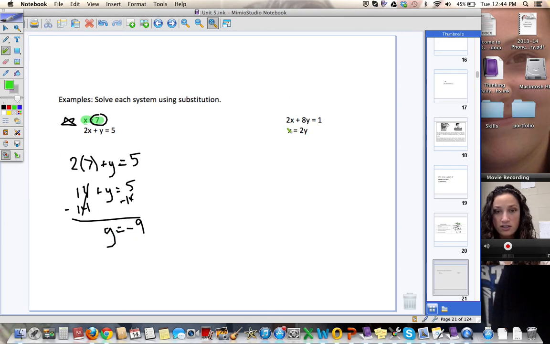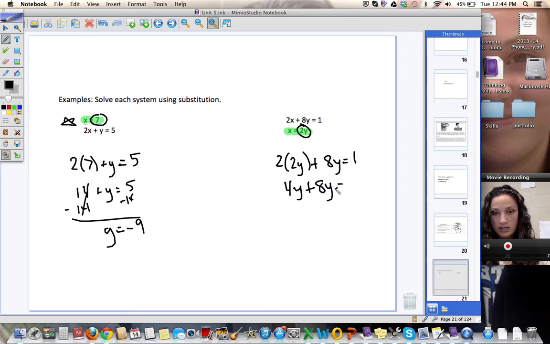So my easy one here, x equals 2y. x is equal to something, there's nothing else with it. So now, everywhere there's an x, I'm going to write a 2y instead. So 2 times 2y plus 8y equals 1. This is going to be 4y plus 8y equals 1. And then 8 plus 4 is 12, so 12y equals 1. Divide by 12, y equals 1/12.